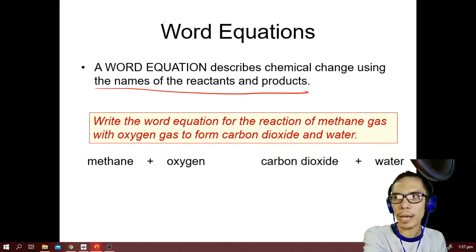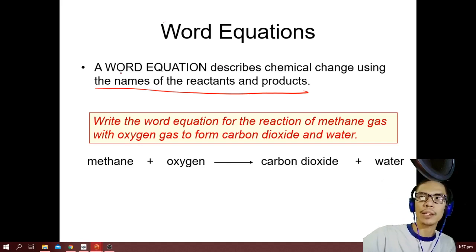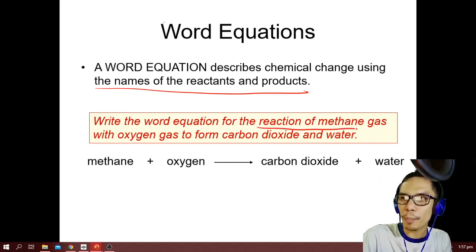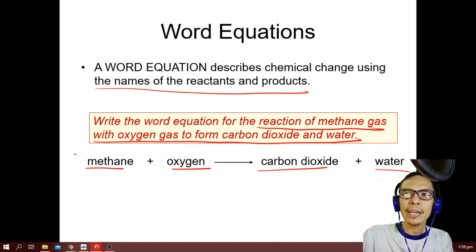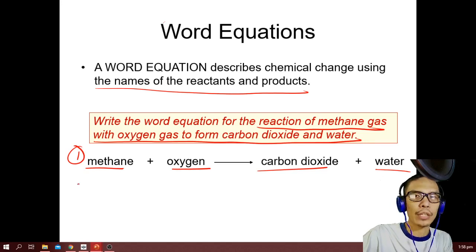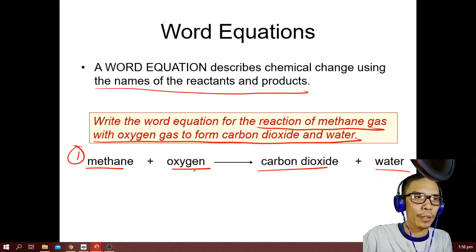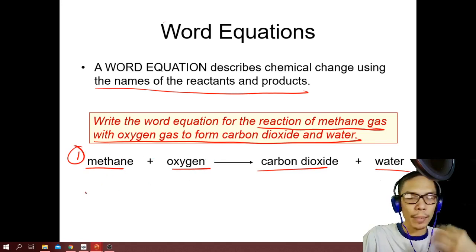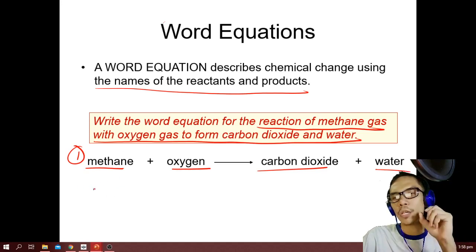We have here the word equation. Write the word equation for the reaction of methane gas with oxygen gas to form carbon dioxide and water. So this is how it is written: the reaction of methane gas with oxygen gas to form carbon dioxide and water. This is how it looks, but this is a word equation. You cannot balance this word equation. You need to transform it into a chemical equation before you balance it.